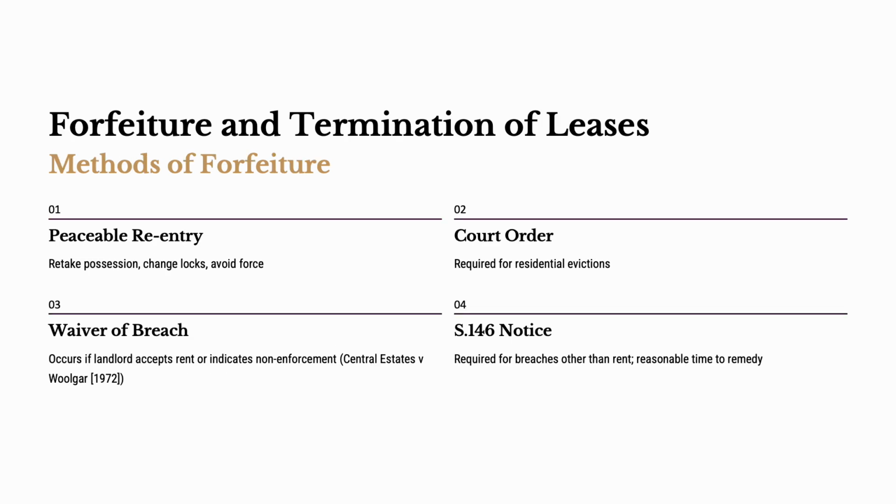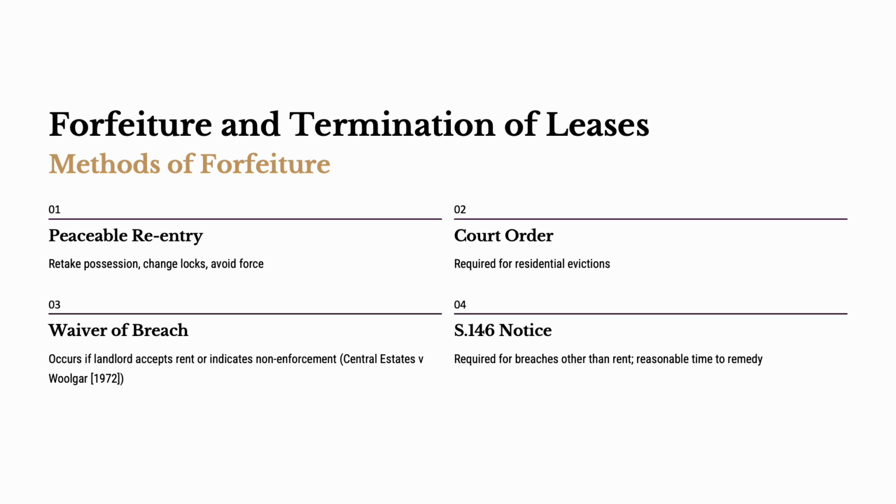So what is forfeiture process? Like how it starts? So forfeiture for breaches other than rent follows very strict procedure with important safeguards, as we said. Number one, peaceable entry or peaceful entry allows landlord to physically retake possession by changing locks provided no force is used. This is permitted for commercial premises but extremely risky and rarely recommended. So at that point, it can just start new complexities.